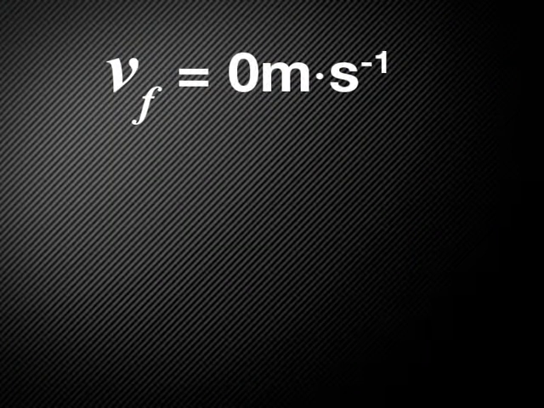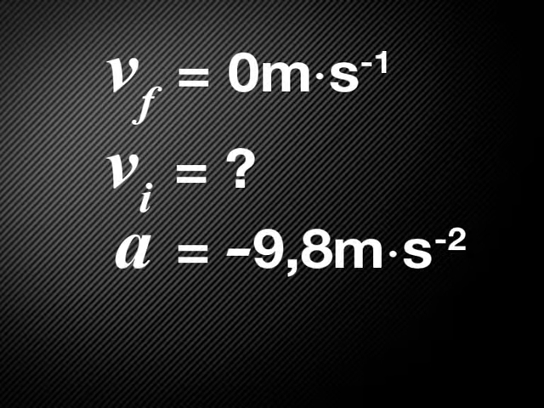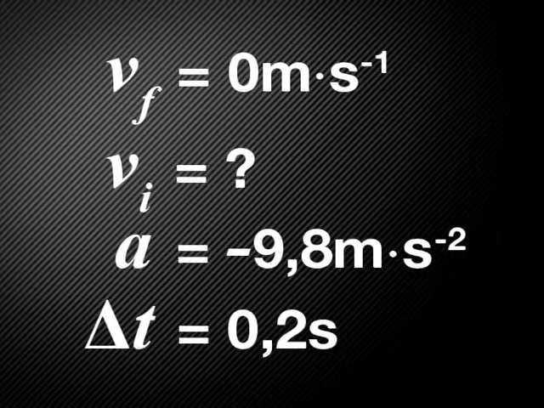Quite right. Let's list the information we know. The final velocity is 0 because the ball is at the top of its motion. Initial velocity is what we are looking for. The acceleration is the acceleration due to gravity, so it has the value 9.8 meters per second squared. The upward direction was taken as positive, so acceleration is negative as it acts downwards. The time taken is 0.2 seconds, calculated in the previous question.